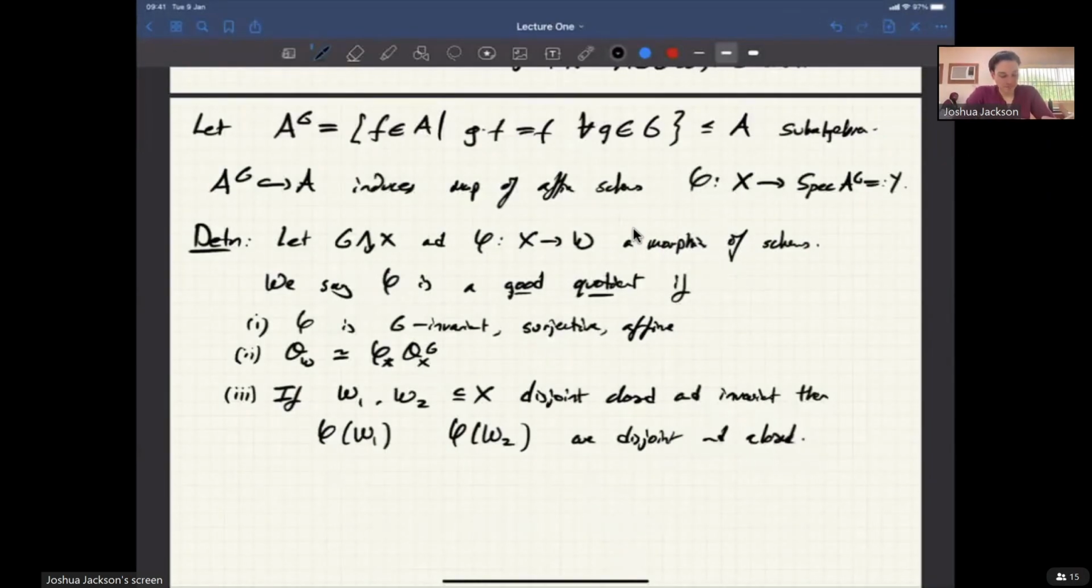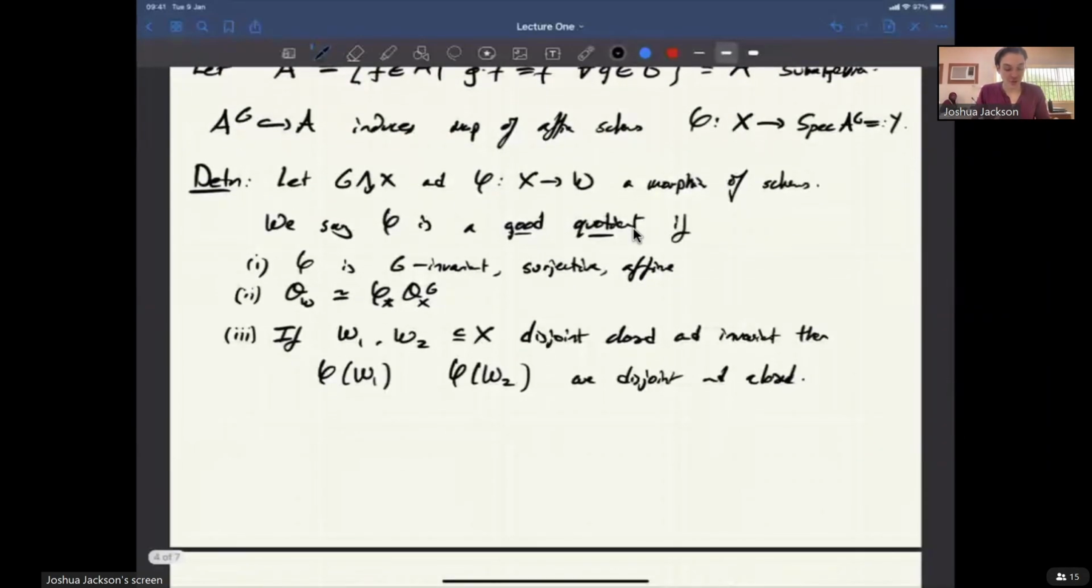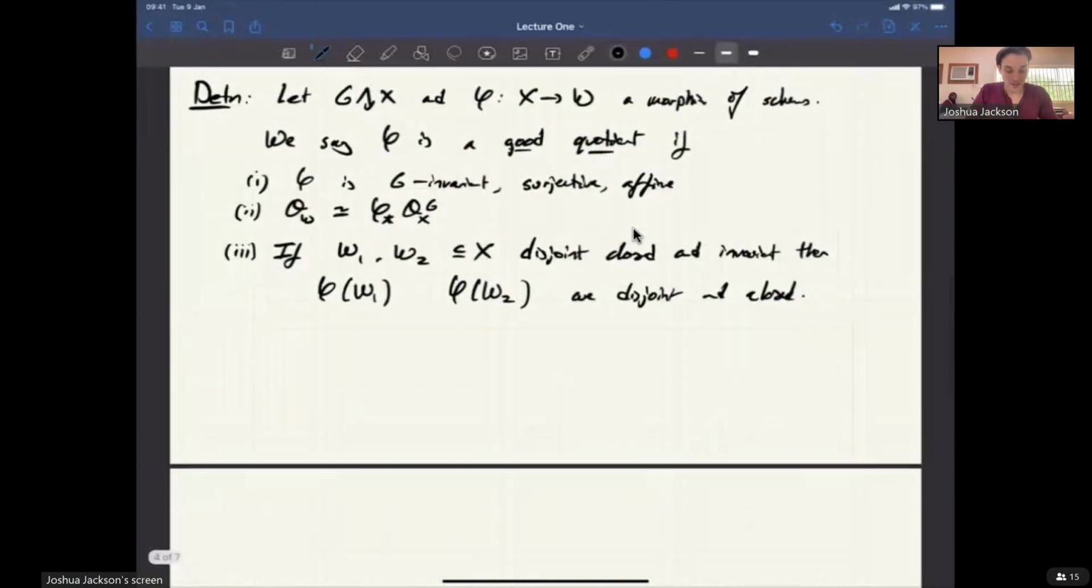Okay. So one thing to observe about this, if you have seen these sorts of things before, is that this definition is local on the target. So I can construct good quotients by locally gluing things together, which is good because I want to construct them by locally gluing together spec of invariants. So that's an important property that's going to come up. Okay. So this definition, just to repeat, is meant to formalize the following rough ideas.